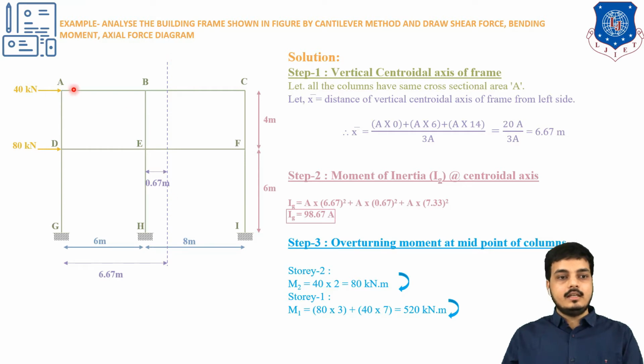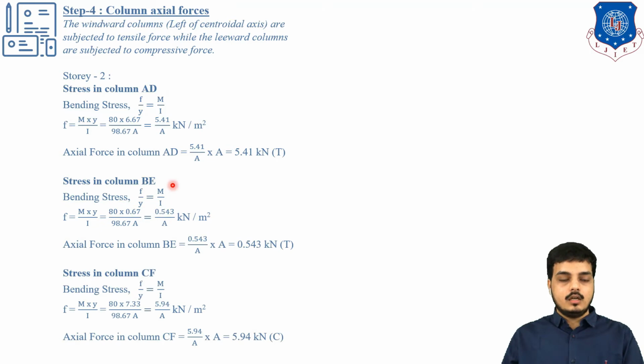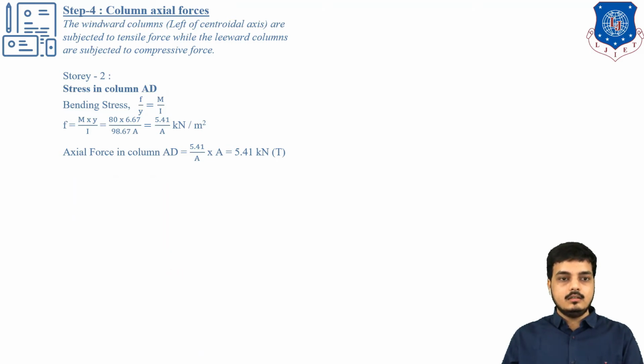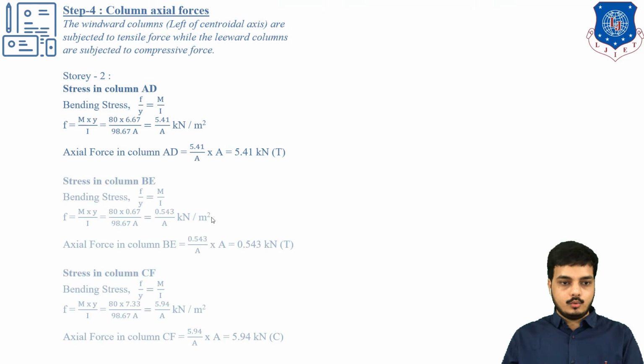As we discussed earlier, this column will experience tensile force, so here I have written T for tensile. Likewise, we will find the stress in columns BE and CF. Look, BE is over here, and CF is over here. This is all for story 2.